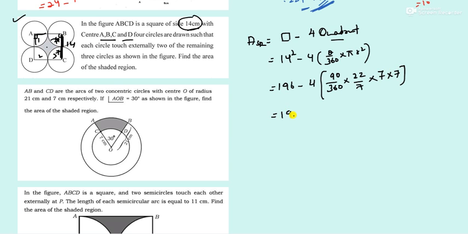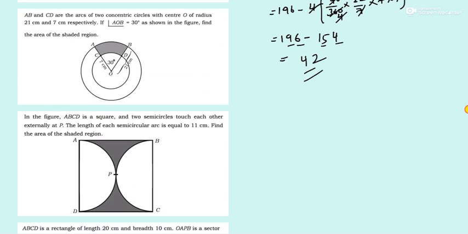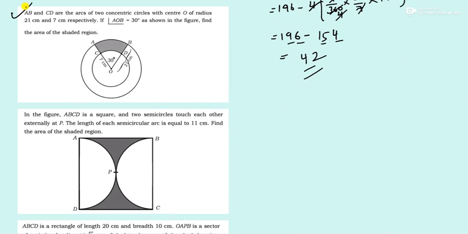So 196 minus this will be 4, correct? 7 7 gets cancelled here, 4 4 gets cancelled, and this is 2 14 14, 1 15. So on solving we will get 154. So 42 square centimeter is the answer. Okay, moving to the next question.